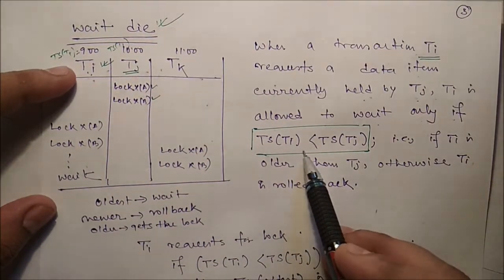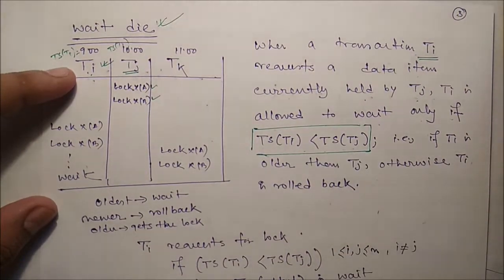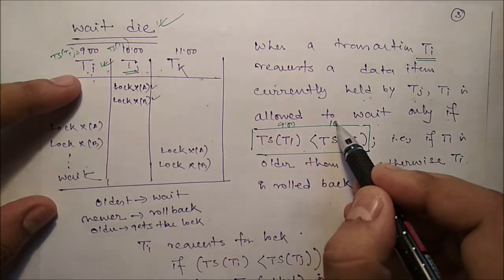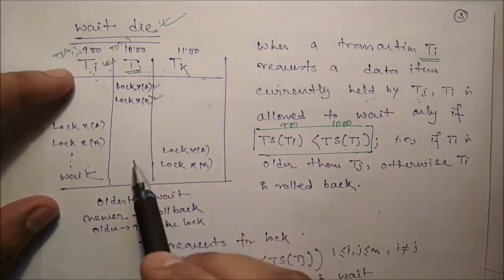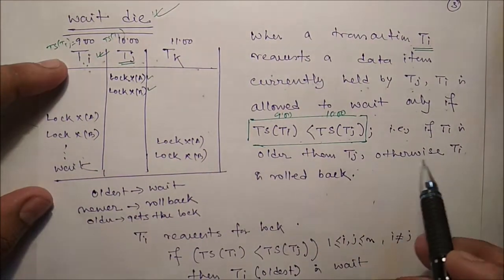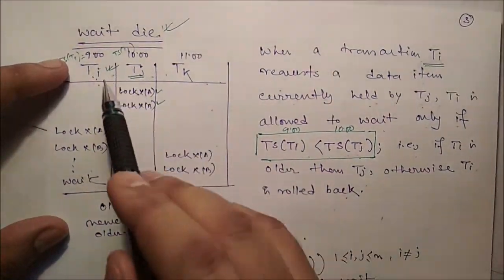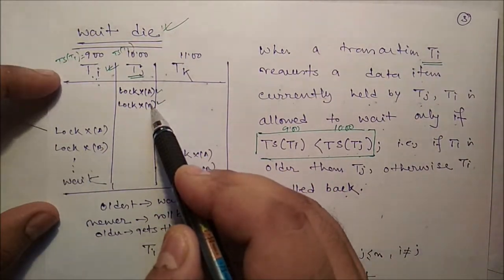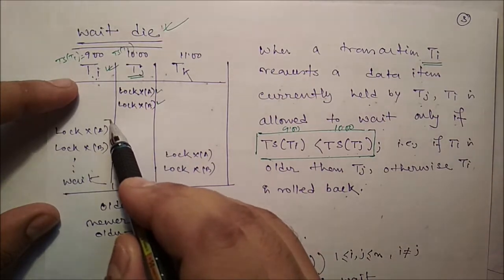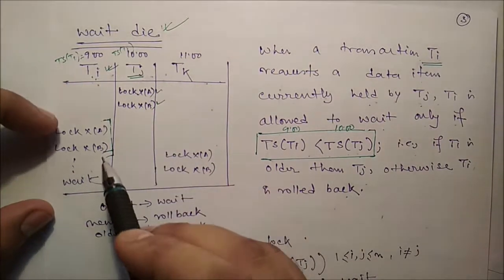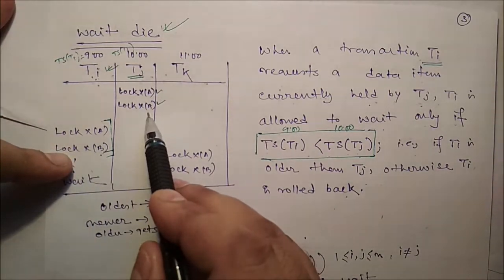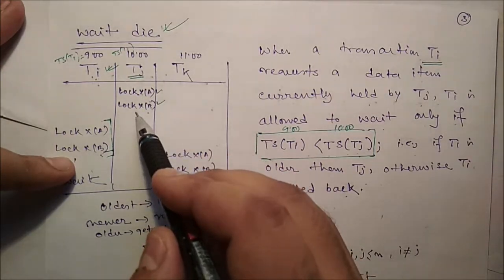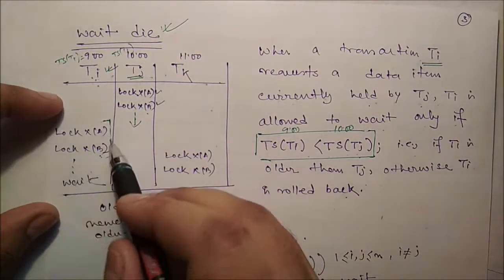So if TS(Ti) is less than TS(Tj), where TS(Ti) is 9 am and TS(Tj) is 10 am, the condition is true. Ti is older than Tj, otherwise Ti is rolled back. Currently Tj is holding the locks on A and B, but Ti needs A and B. So Ti must wait for Tj, because Ti is older than Tj. After Tj completes, Ti can complete its execution.